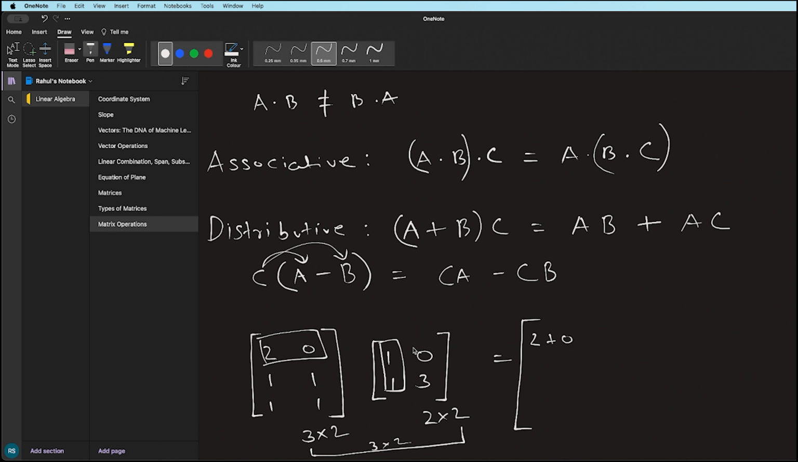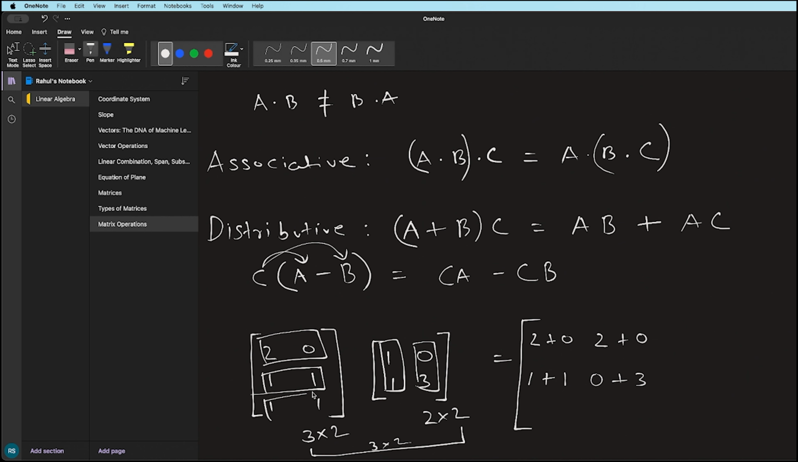Then I will choose the second column of the second matrix. So this will be 2 plus 0. Then choosing the second row of the first matrix and first column of the second matrix, this will be 1 multiplied by 1 plus 1 multiplied by 1. Similarly, I will choose the second column. So 1 multiplied by 0, so this will be 0, plus 1 multiplied by 3, this will be 3.